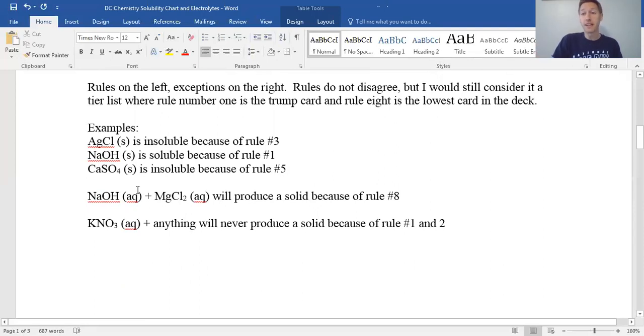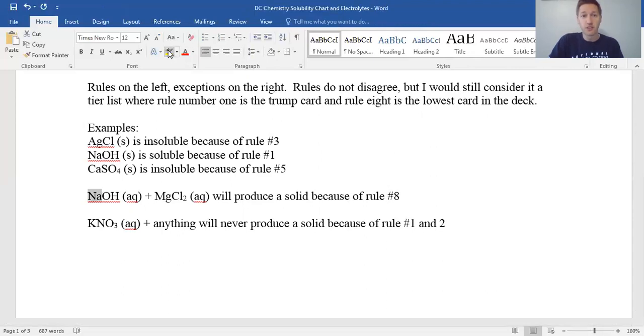So for these things here, if I ever ask you a question like, will these two things when mixed together make a solid, you're going to do a double displacement reaction, because the first thing listed is always going to be positive. Those are the cations. They're not going to come together. What's going to happen is we're going to take the negative from the first one, and it's going to try to react with the one on the back side. So we're going to do a double displacement reaction.